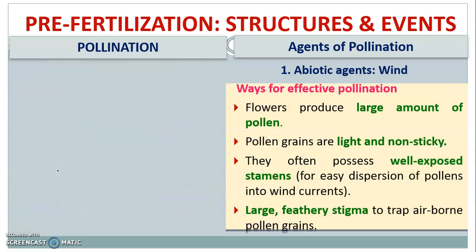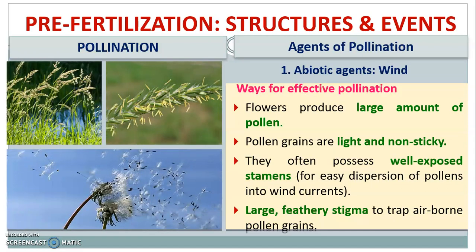Move ahead with the wind part. The features for effective pollination are that the flower produces a large amount of pollen grain, and these pollen grains are light, minute and non-sticky. They are easily received by the stigma, because the stigma is large and feathery. So it can easily trap the pollen grain which is traveling in the air.